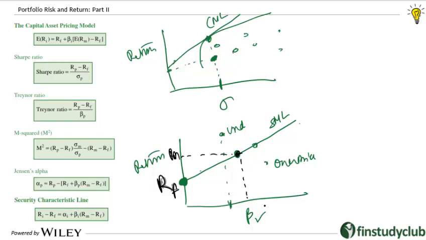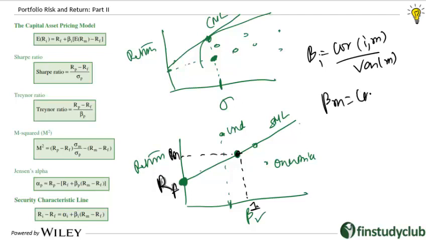The beta of market is 1, okay, because we compute beta as covariance. So beta I is covariance of I with M divided by variance of M. So when I replace I with M, beta of M becomes covariance of M with M divided by the variance of M, which is variance of M by variance of M, which is 1.